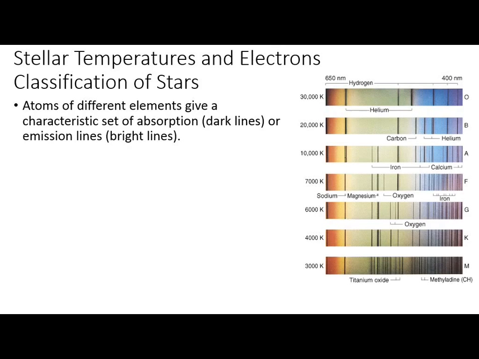So these are examples, the O, B, A, F, G, K, M. These are all examples, they're individual ones, so we can pick on O. This one, those dark lines are where the electrons have robbed energy to become excited. Dark line spectra. We could have an analogous bright line spectra if we watch the electron fall back down to the ground state, but these are dark line spectra.